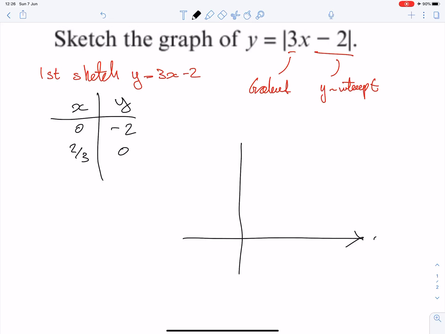So here's our x-axis, here's our y-axis. Please use a ruler when you do it. And we've got gradient 3, so that's fairly steep, and it goes down and crosses at negative 2. So that's the line y equals 3x minus 2. But that's not the answer, because we want the modulus.